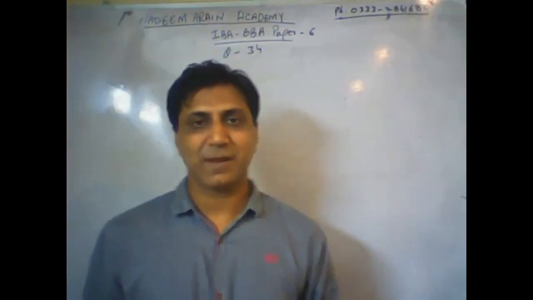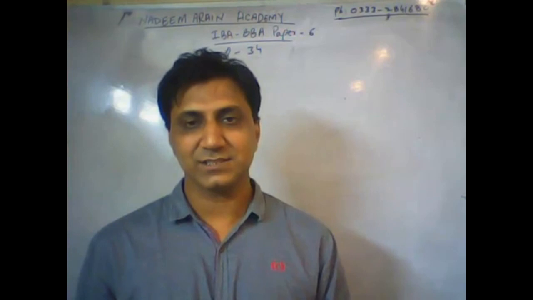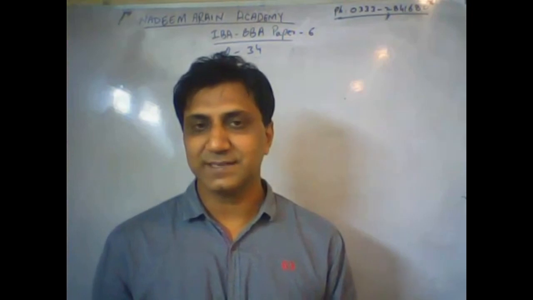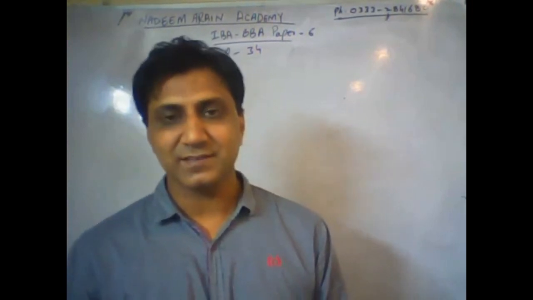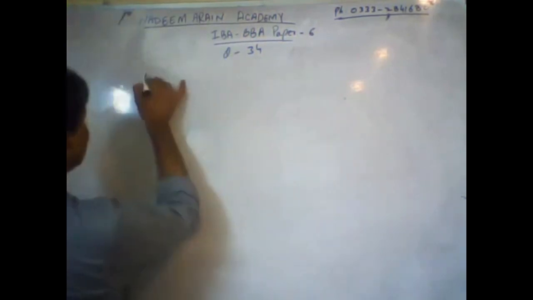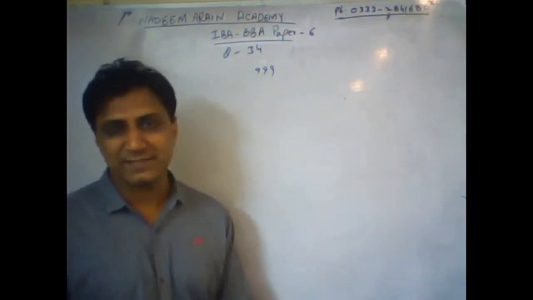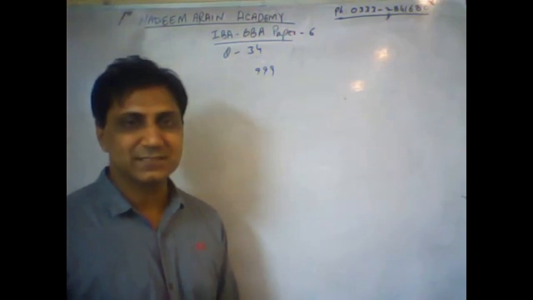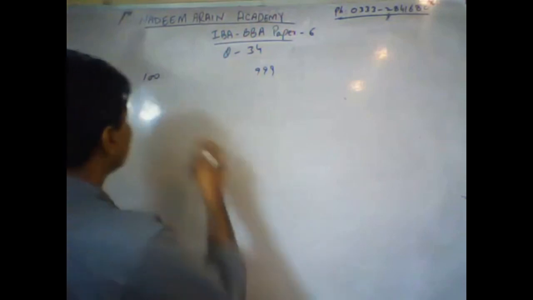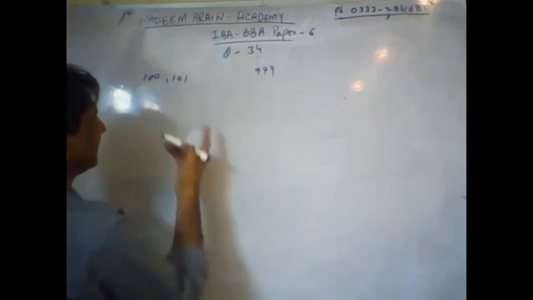Hello, question number 34 from IBA past paper 6. The question says, how many 3-digit positive integers exist that when divided by 7 leave a remainder of 0? Means they should be divisible by 7. A 3-digit positive integer, so we are talking about from 100 to 999. We have to make a sequence of these integers, the multiples of 7 actually. We know that 100 is not a multiple of 7, because you cannot divide it evenly by 7. So the next number is 101.